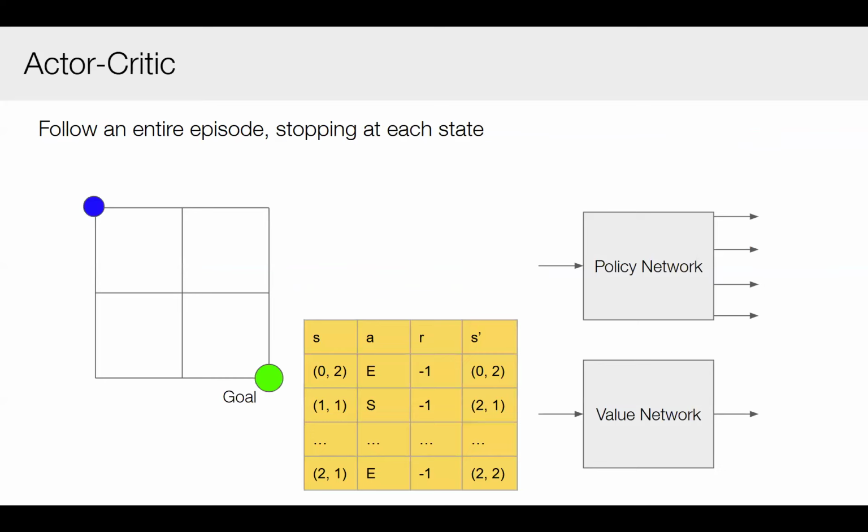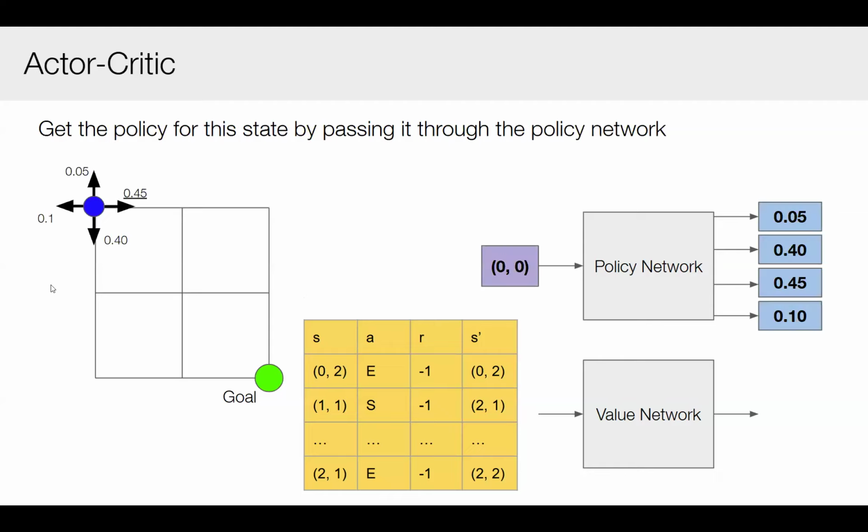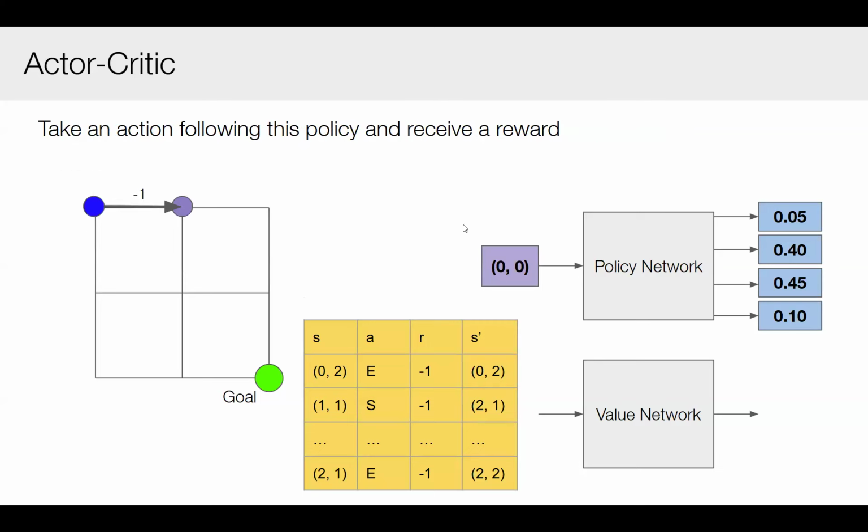Again, as per usual, we're going to follow an entire episode with this algorithm, stopping at each state. Let's say we've accumulated our replay buffer here, and we're currently at the beginning of a new episode in the top left, where we normally start. Now we're going to get the policy for this state by passing it through the policy network. We have this state 0, 0. We're going to pass it through the policy network and get our probability distribution. And we know what each of these values represent, so just match it up.